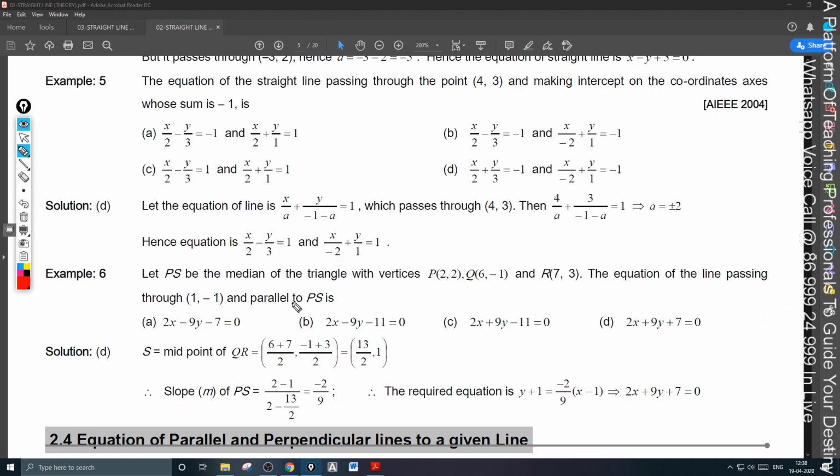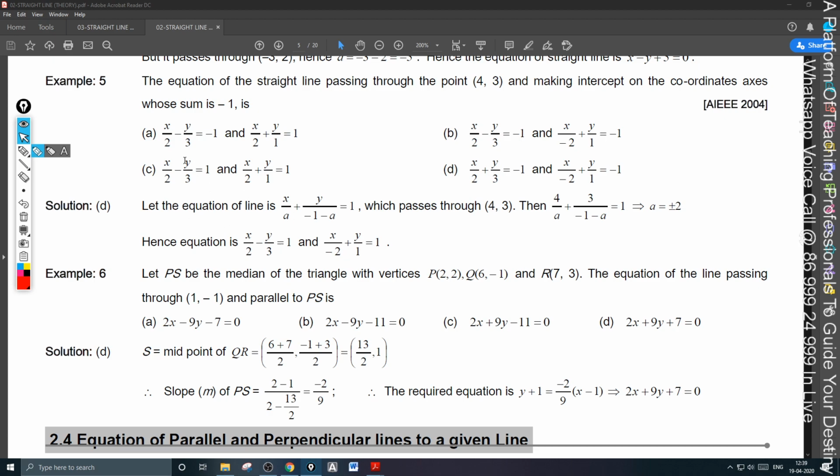Go to the next one. We did this already. In the beginning, we did this. Okay. In the other class, I did it. Let me explain you this also. Let PS be the median of the triangle with vertices P(2, 2), Q(6, -1) and R(7, 3). The equation of the line passing through (1, -1) and parallel to PS is.